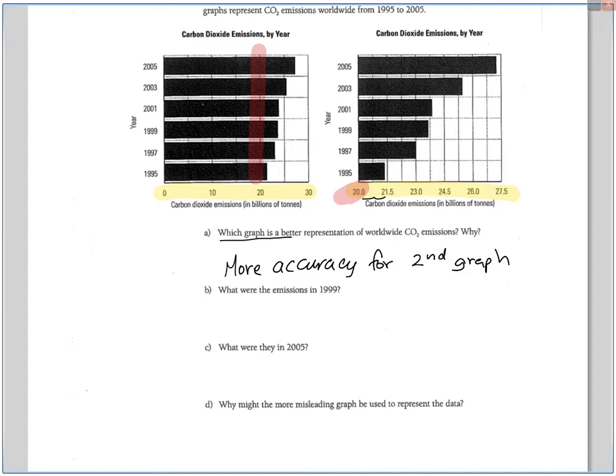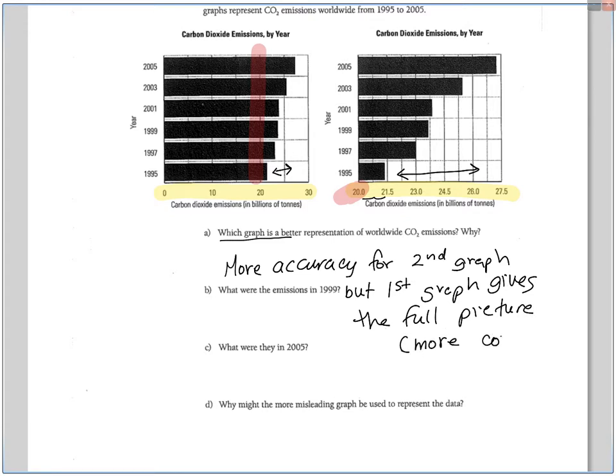So you can see that from 1995 to 2005, it only really went up a little bit. But in this graph, it looks like this giant increase, when really it only went up a little bit. So more accuracy for the second graph, but the first graph gives the full picture. It gives more context. You guys know that word, context? It's some background information, like I need to know everything about what's going on.